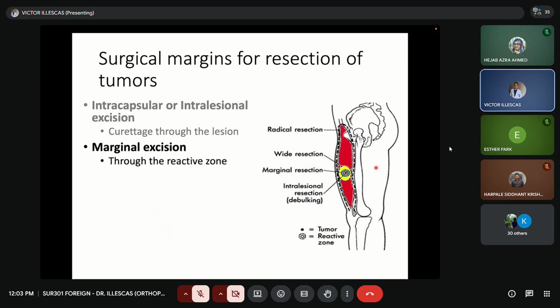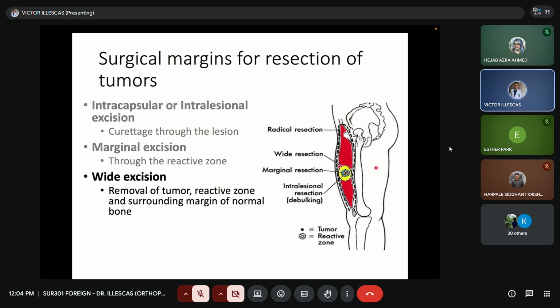Two, you can do your marginal excision when you remove the tumor along its reactive zone. So for example, you have a benign lesion of the wrist, no? A ganglion cyst of the wrist. You know that that's a benign lesion. You can do your marginal excision by removing the capsule along with the tumor. Okay? So that's your marginal excision.